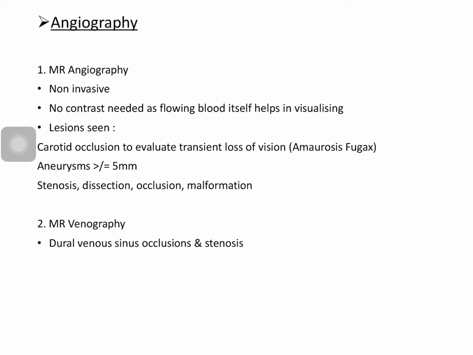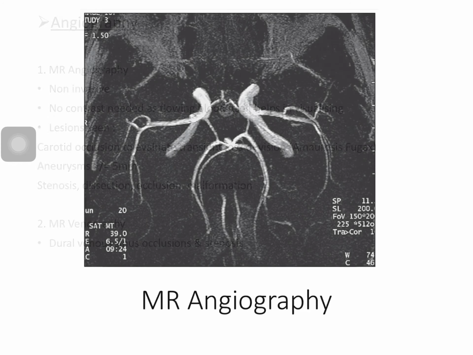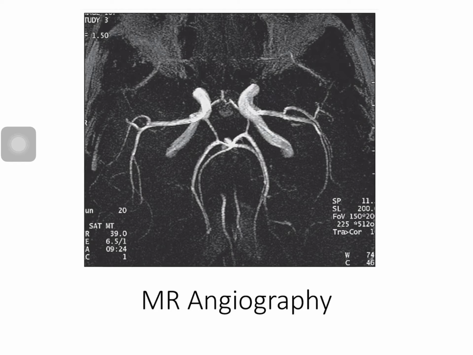However, the limitation of MR angiography is that aneurysms only more than or equal to 5 millimeters can be caught. Less than 5 millimeters, MR angiography is useless. The other lesions that you can see are stenosis, dissection, occlusion, or malformation. So depending on the clinical features of the patient, you can advise this investigation. MR venography has a similar concept. It is primarily used to study the dural venous sinuses and also the cavernous sinus thrombosis or stenosis. So this is how MR angiography looks like. The structure that we are trying to study here is the circle of Willis.